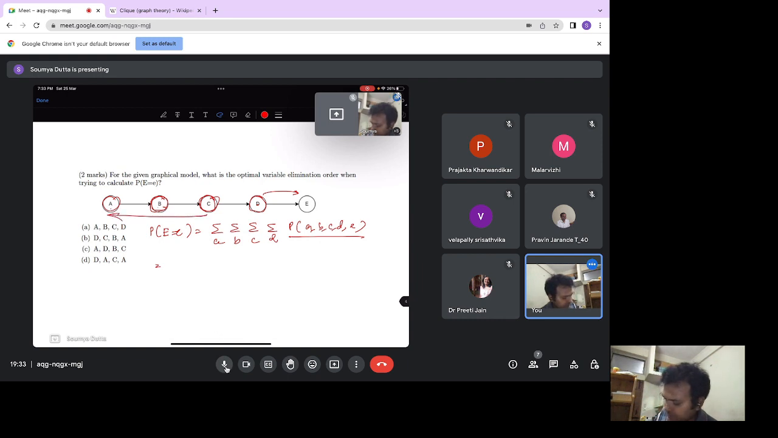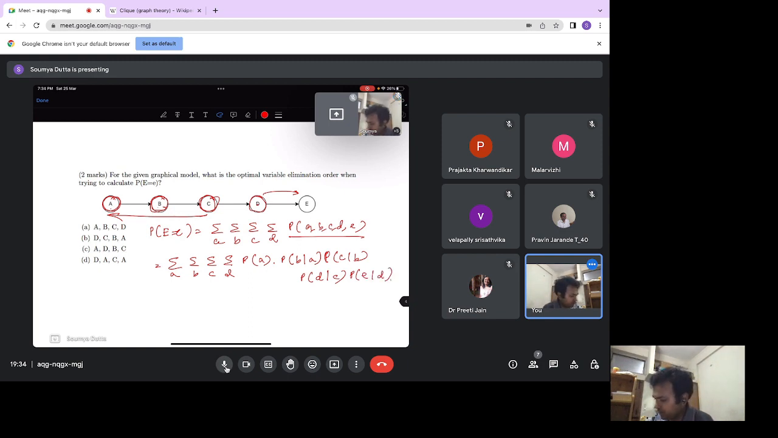And therefore the first option is, of course, A. You see that A doesn't depend on anybody, so that should give you a clue that you should start eliminating with A. So let's just do this. Let me again write it in this way. P of A, B, C, D, E. Now A can be written like this. Once A is fixed, you know how to fix B. Once B is fixed, you know how to fix C. Once C is fixed, you know how to fix D. Once D is fixed, you know how to fix E, and this is what you want.